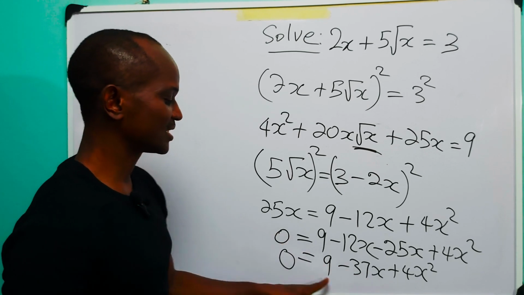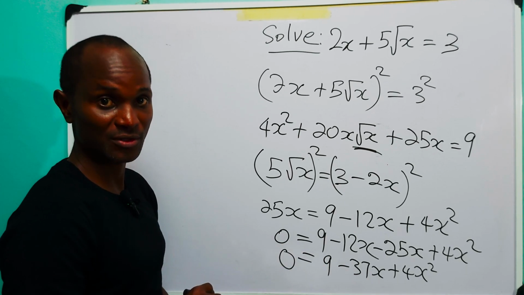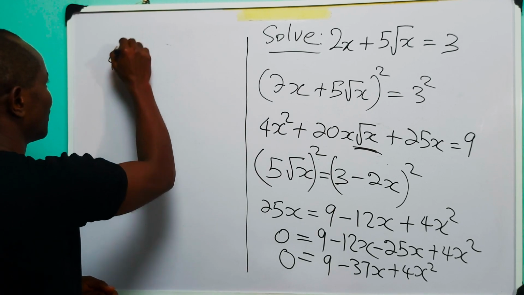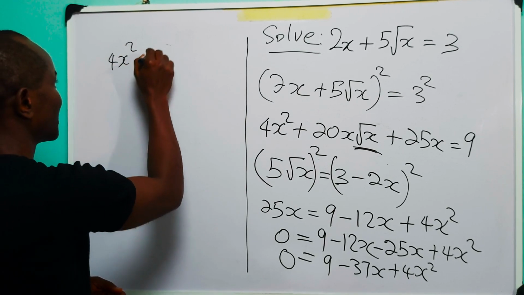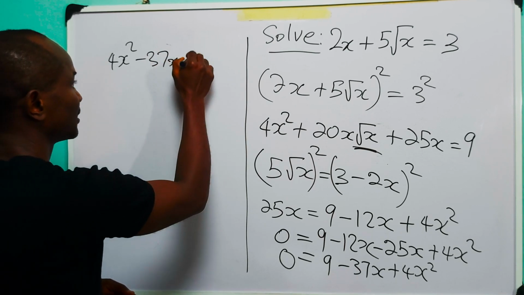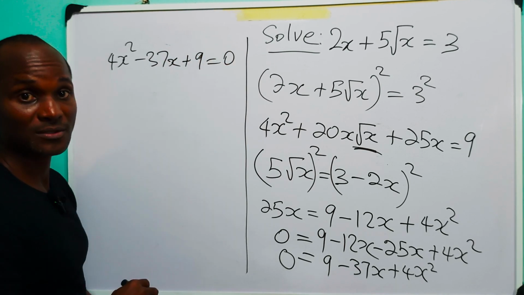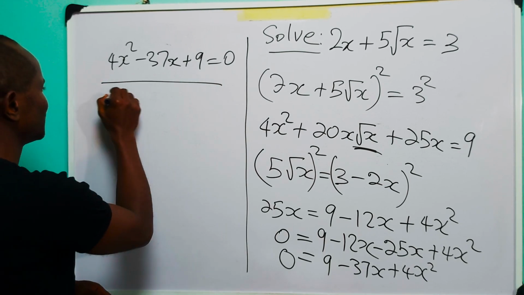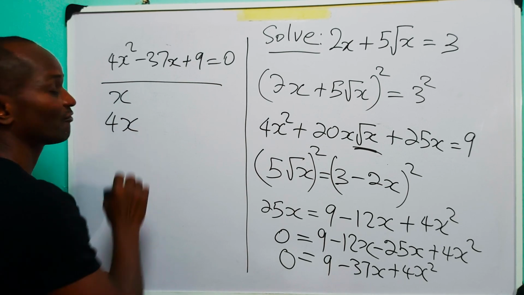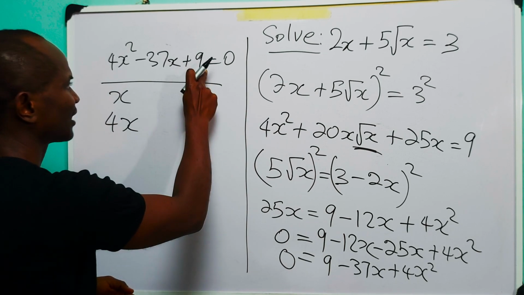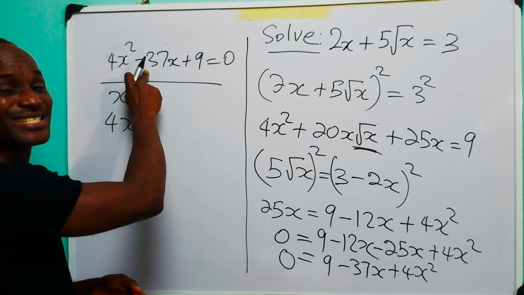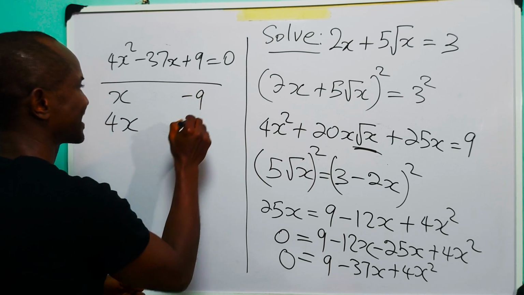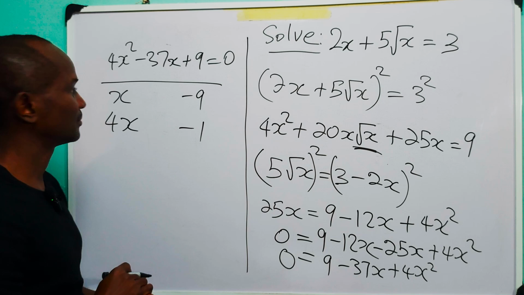So now we have a quadratic equation that we can solve for values of x. So we have 4x squared minus 37x plus 9 is equal to 0. Now, factors of 4x squared will be x and 4x. And factors of 9, because this is negative, we would have minus 9 and minus 1.